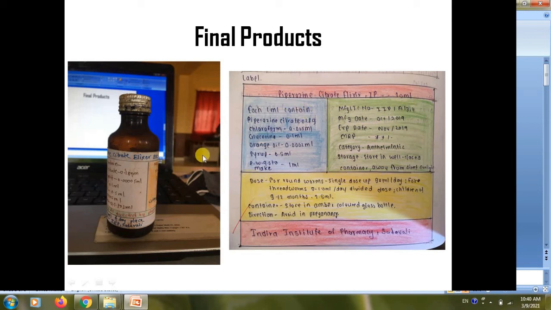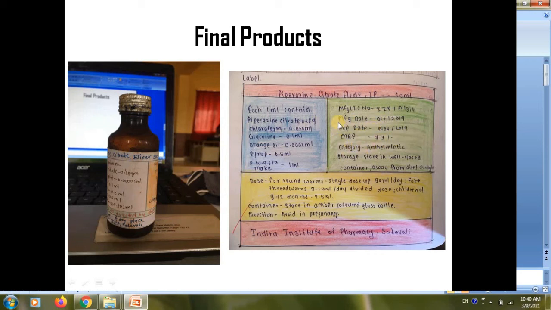Then each ml contains, so you have to write all the ingredients in 1 ml. Okay, so 1 ml contains piperazine citrate, that is the main ingredient, the active ingredient, then chloroform, glycerin, orange syrup, and all. So all ingredients you have to write over here. Then you have to write the details of manufacturing. So first you have to write the manufacturing license number, then the manufacturing date, then expiry date, then MRP, then category.